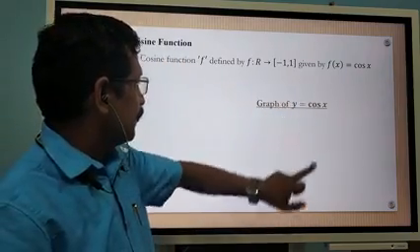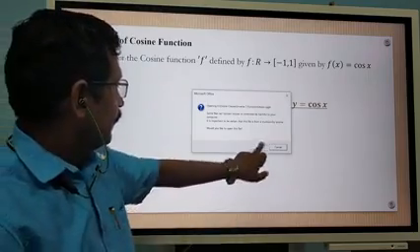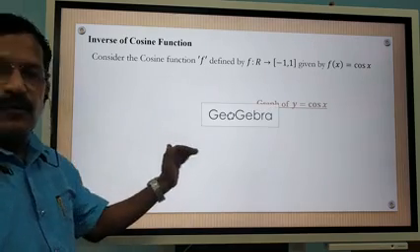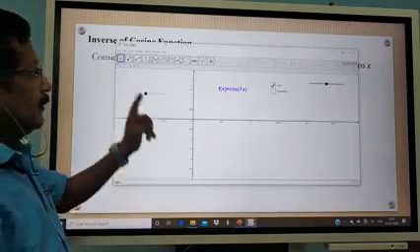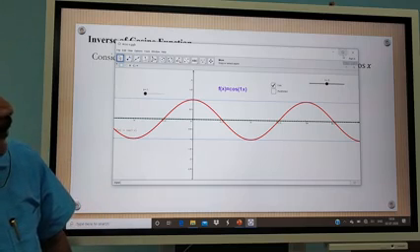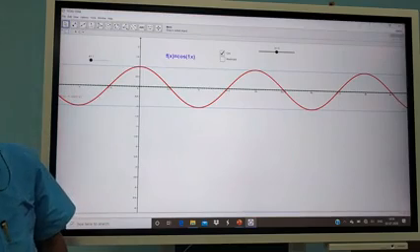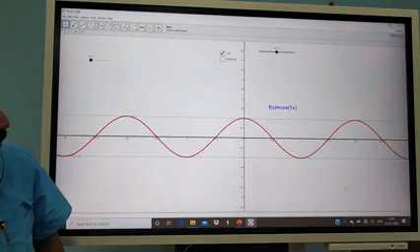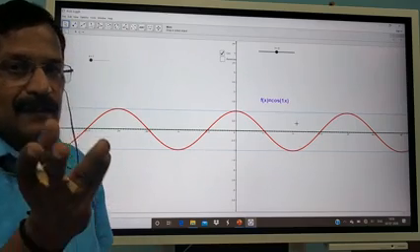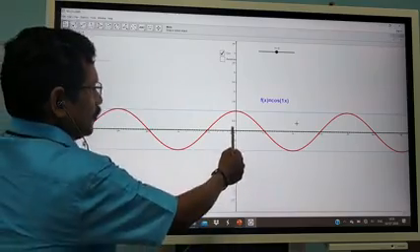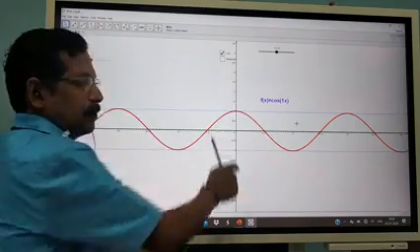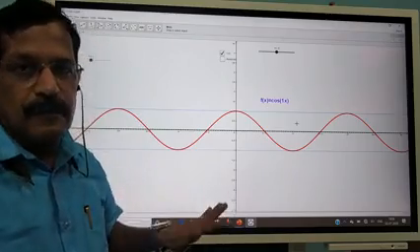Let us take the graph of y equal to cos x. This is the graph of y is equal to cos x, where the domain is the set of real numbers and the range is -1 to +1. Clearly, the function is onto, because the graph takes all the values between -1 and +1, but it is not 1-1.